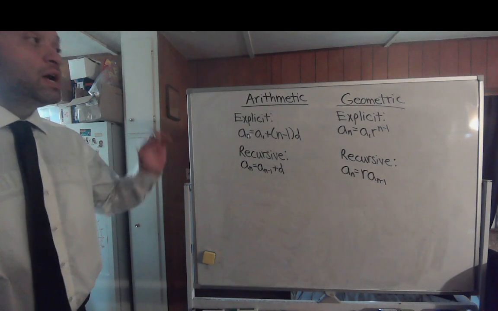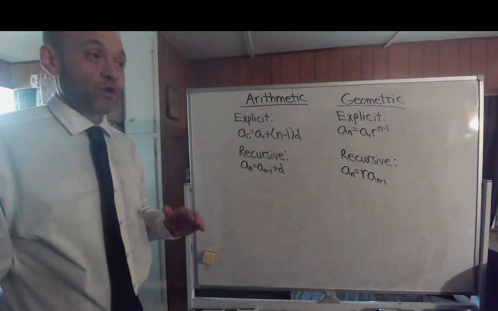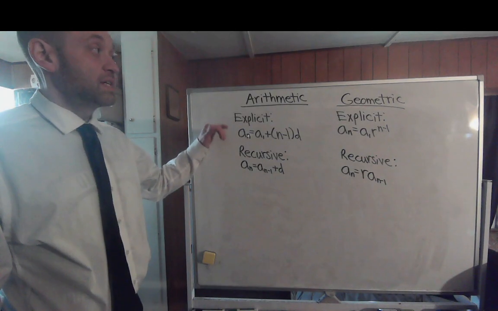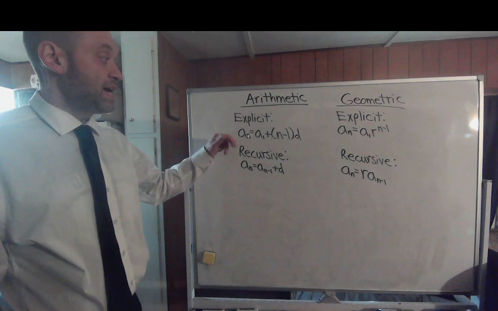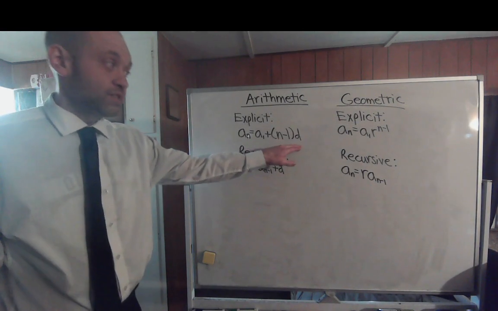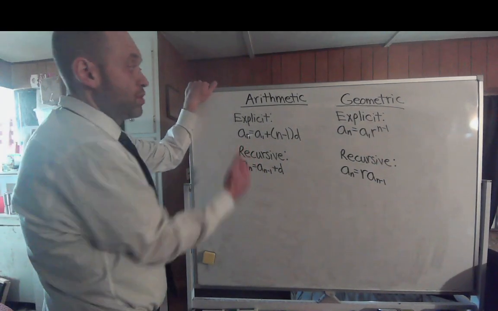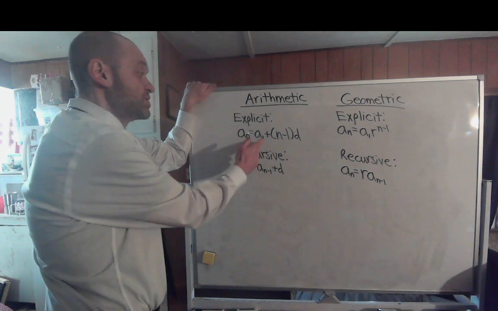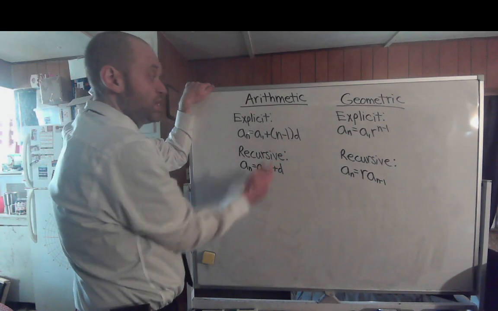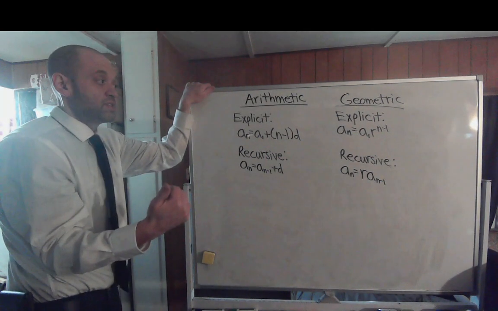So up till now we've been dealing with what's called an explicit formula for these. For an arithmetic sequence, the explicit formula of course is a sub n equals your a sub 1 plus the quantity of n minus 1 times d. So explicitly for an arithmetic sequence, this always relates the very first term of the sequence to what position you're seeking in the sequence times your common difference.